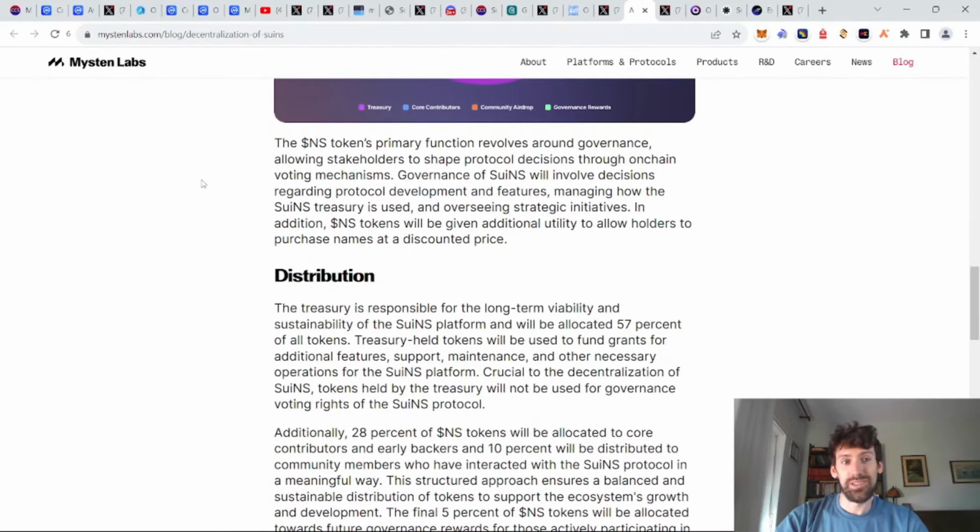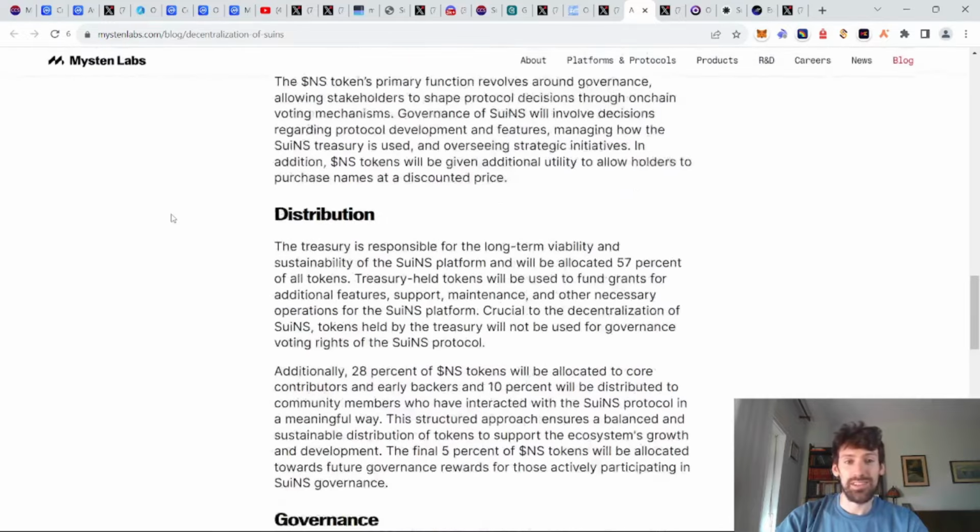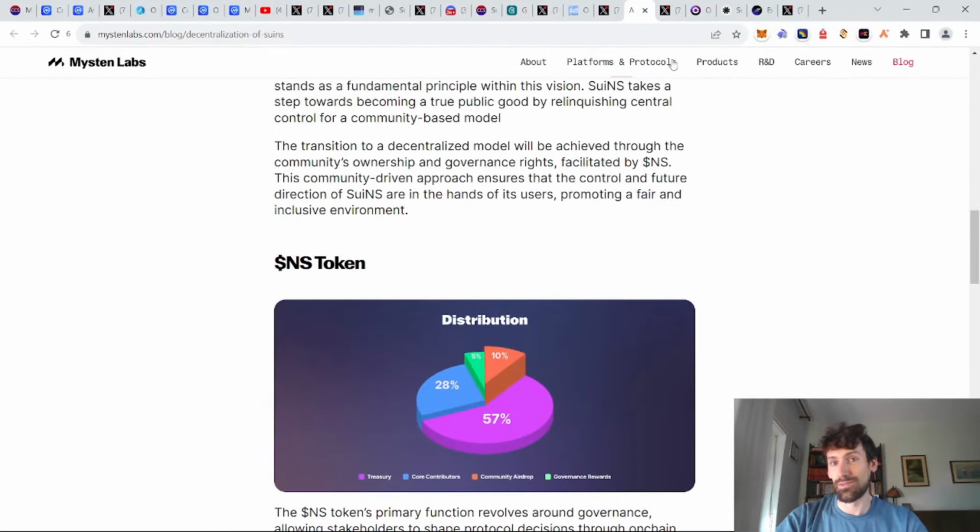If you want to know more about this, you can check their official website or the Mysten Labs blog, and you can find out more about their distribution, governance, and what the plan for the token is in the future.